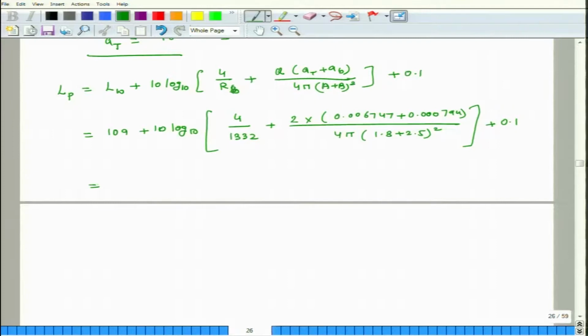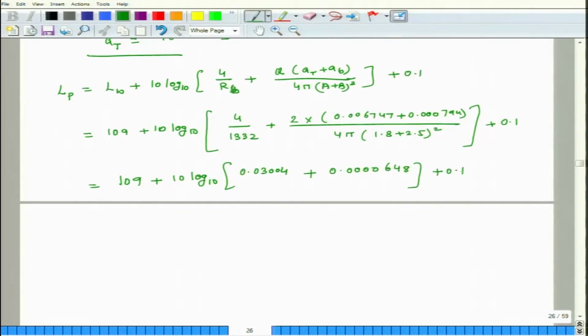Okay. I can directly write the answer, but I wanted to show you something extra. So, I will actually compute these numbers. 4 by 1332 works out to be 0.003004. And this other term works out as 0.0000, 4 zeros, 648, plus 0.1.